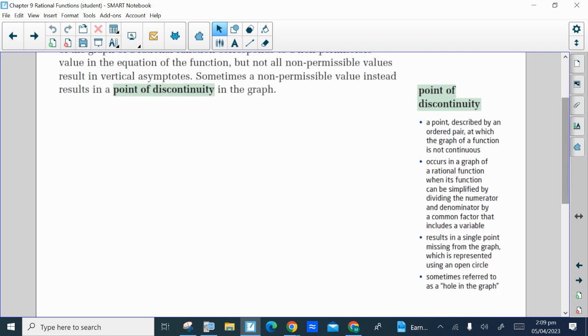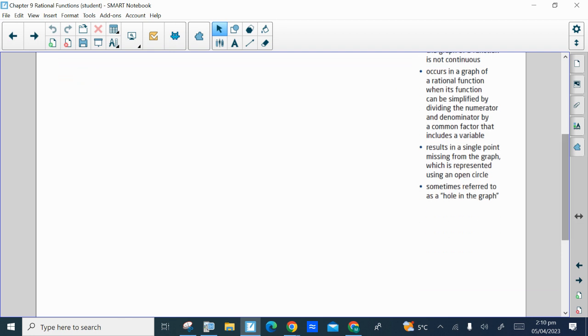So what that is, it is a point described by an ordered pair at which the graph of the function is not continuous. It is like a hole in the graph where you physically have to stop your pen or pencil, pick it up, move it, and then start again after it. It's just one point that's not part of the function. So it occurs in a graph of a rational function when its function can be simplified by dividing the numerator and denominator by a common factor that includes the variable. It results in a single point missing from the graph, which is represented using an open circle. Again, it is sometimes referred to as a hole in the graph.